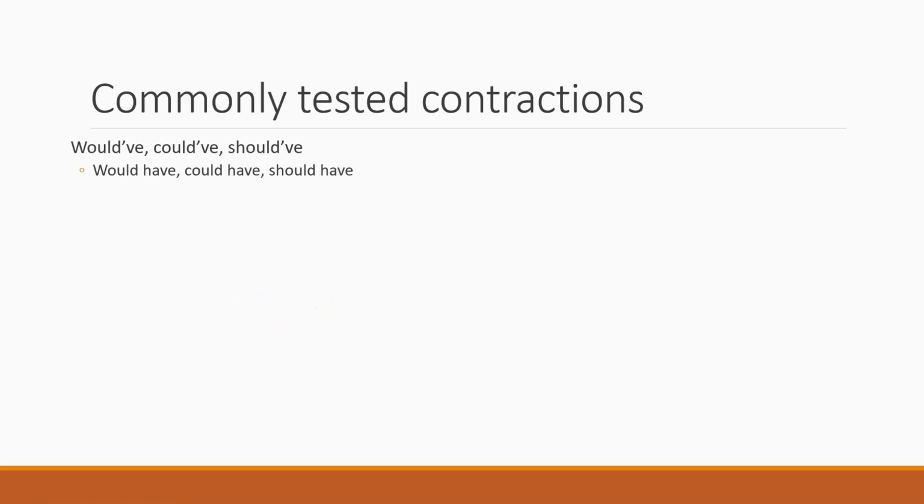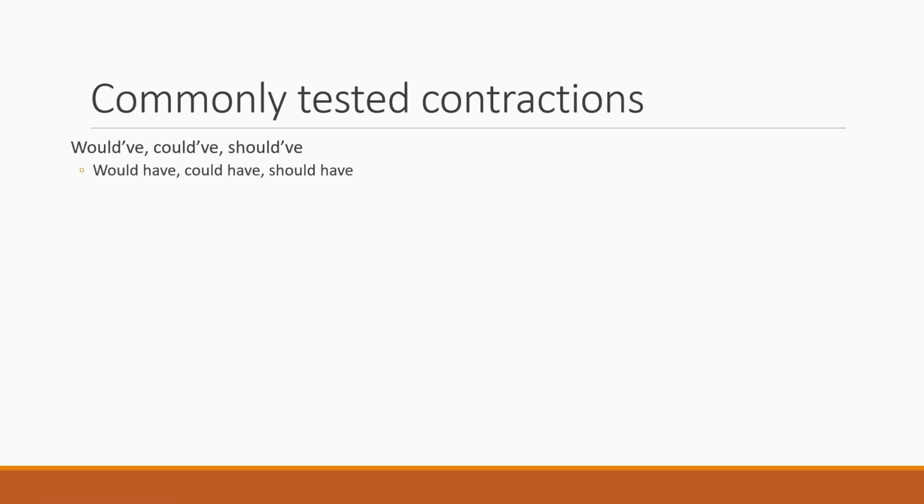Last set of common contractions: would've, could've, should've. These all mean would have, could have, should have. In this case, I'm getting rid of the HA in all of these. There's going to be another answer choice that many students choose that's wrong.